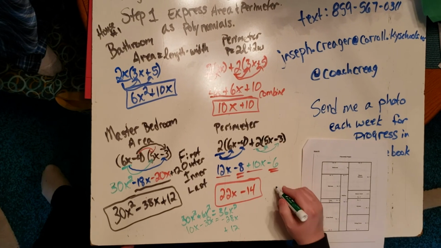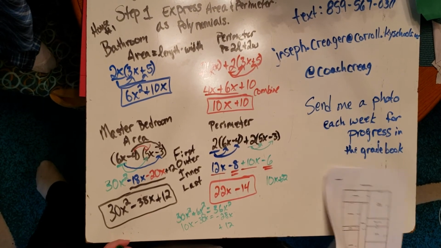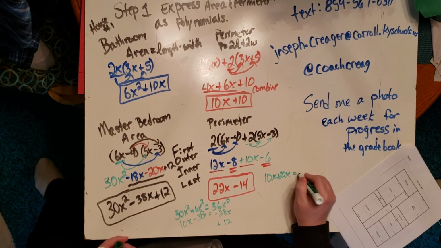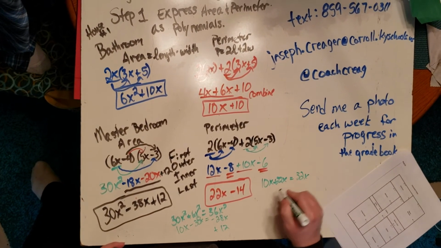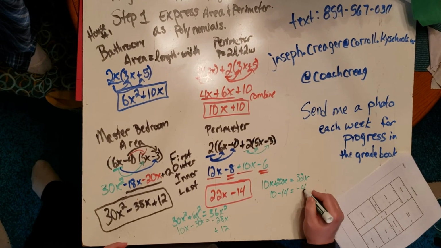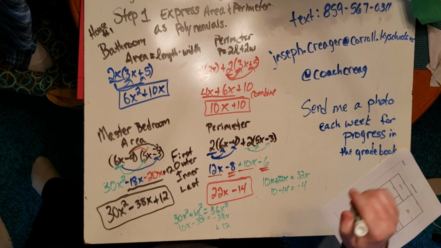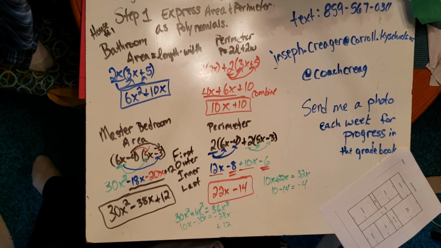Same thing with perimeter. I would take 10x plus 22x and get 32x, and I would take 10 minus 14 and get negative 4. So that would be my combined perimeter of these two rooms, the distance all the way around those two rooms.